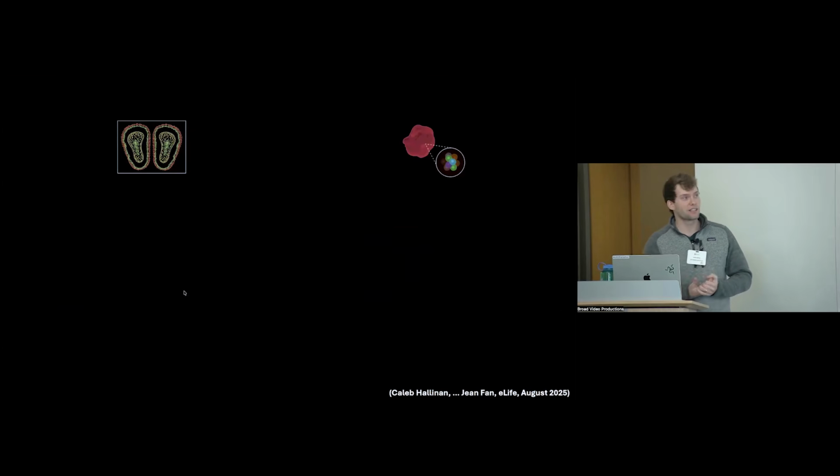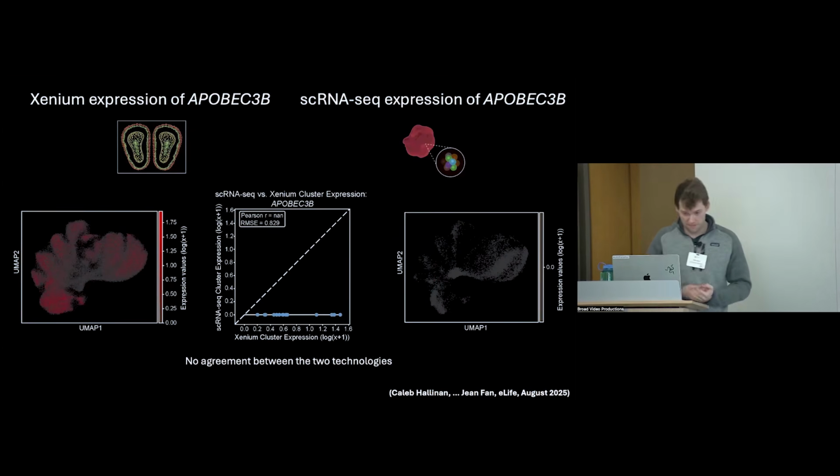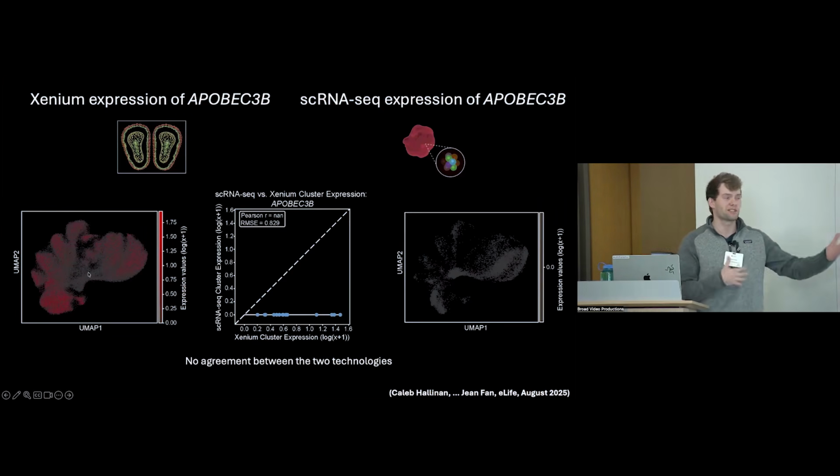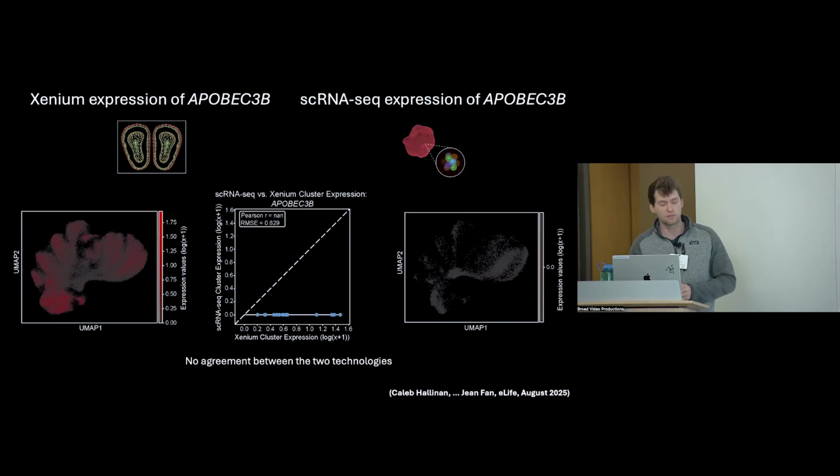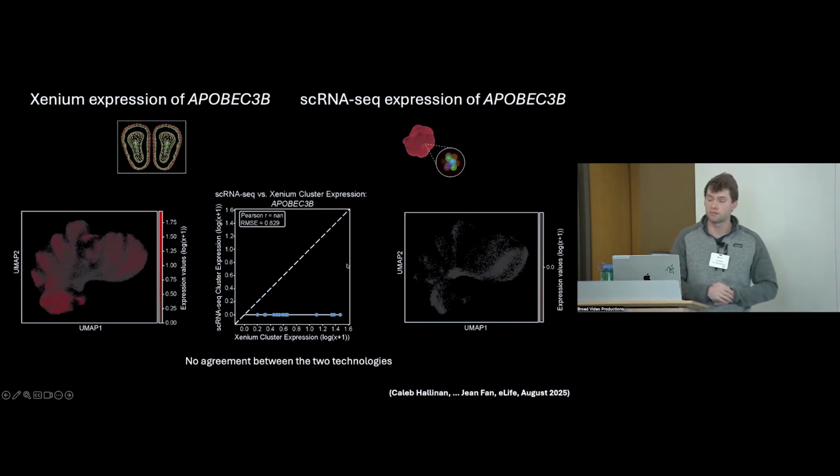Then we can take a look at our friend APOBEC3B and see that the Xenium expression is highly expressed in a couple of different areas in this Xenium UMAP. But in the single-cell data, again, there was no detected expression of APOBEC3B in this breast cancer data. So again, there's no agreement between these two technologies.